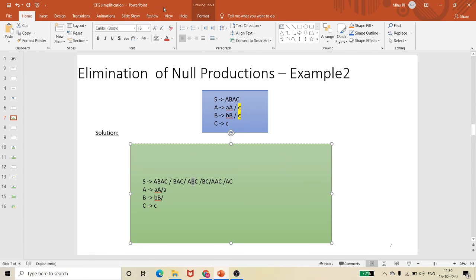Now here again for this B, if I am substituting epsilon, I will be getting AC, which I have already written. And let me make it normal. So again for this B, if I am substituting epsilon, I will be getting another production, simply C, which is not in this grammar. So I am just including it. Okay, I am getting C.